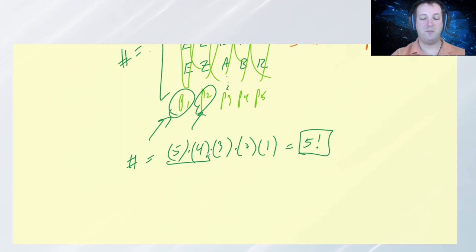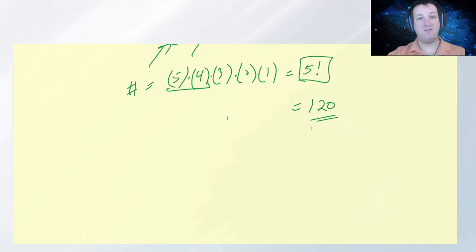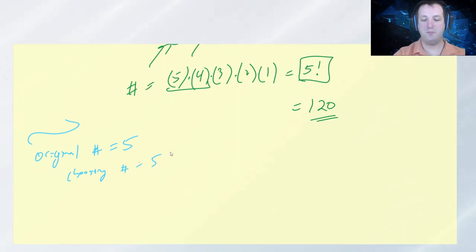So that's going to be 5 times 4 is 20, times 3 is 60, times 2 is 120. So 5 factorial is equal to 120. So that is the number of permutations of these letters that there are. All right, so notice I'm choosing 5 of these letters out of my original 5, right? So original number is equal to 5, and we're choosing a particular number. We're choosing 5 of them.